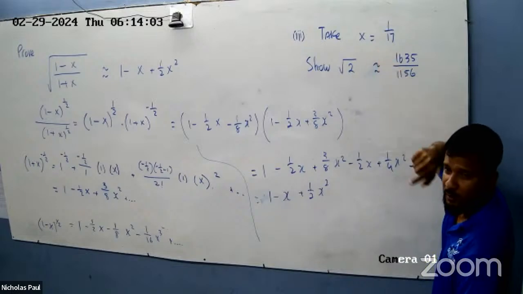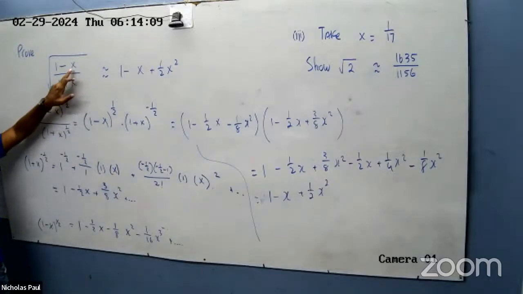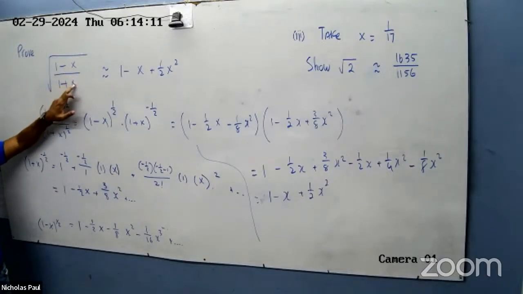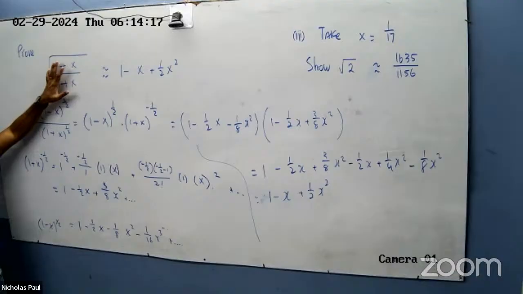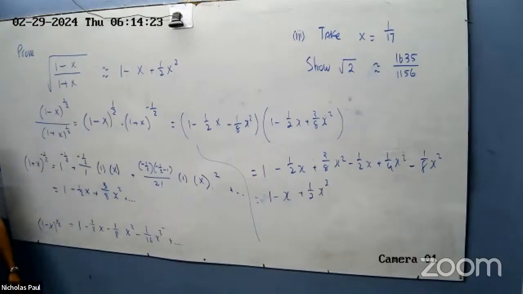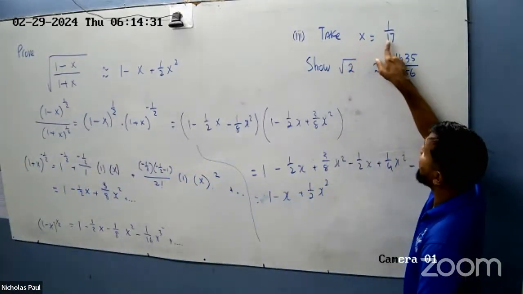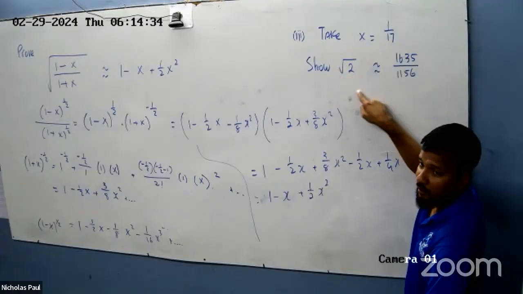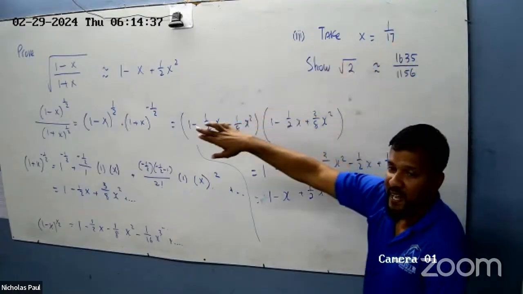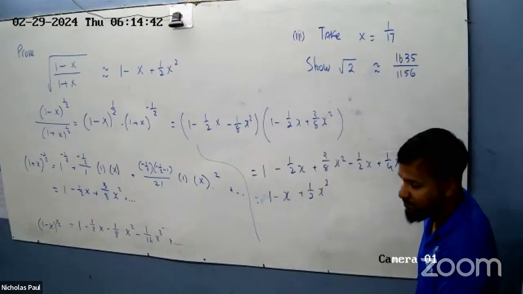Coming back here, you're putting x is 1/17, x is 1/17. And you want to find a way to make this root 2 and equal to that value there. All right? Try it and see now. If you can't, I will help you. But follow the instructions. The question said take this equal to this, and then show this. So put it in there and see how you can turn it into root 2.